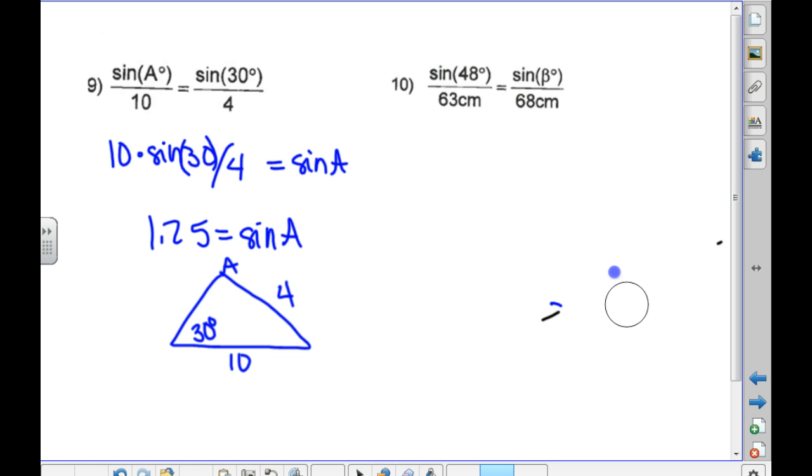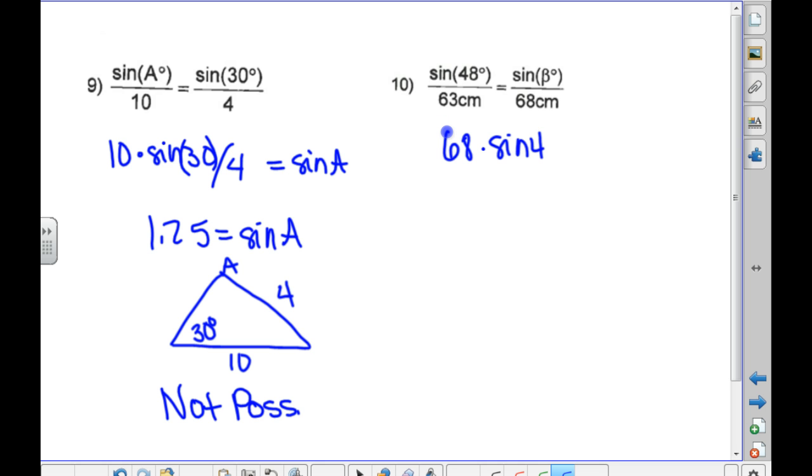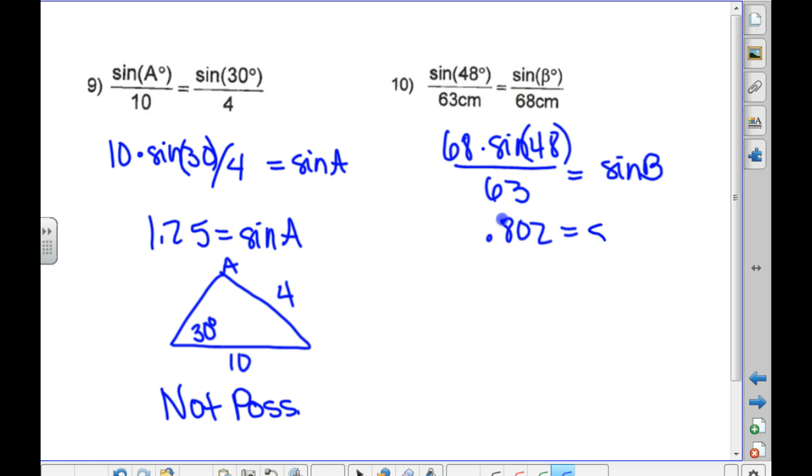Can you guys type in number 10? Cross multiply, divide, and what's going on? We need to talk about what that was from geometry too, but let's keep going for 1 second here. 68 times the sine of 48 divided by 63, 0.8 something? Thank you. And when we do second sine, what do we get? 53.3?